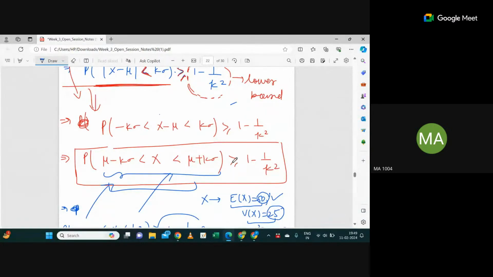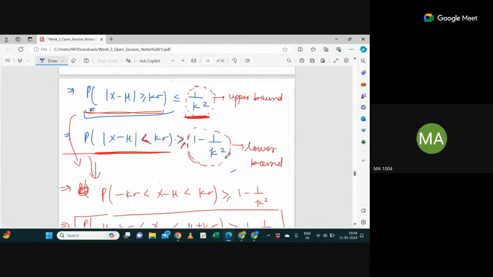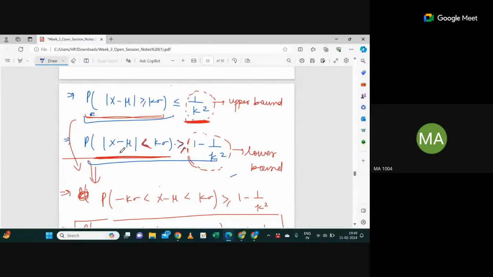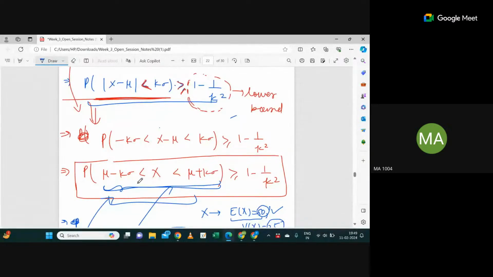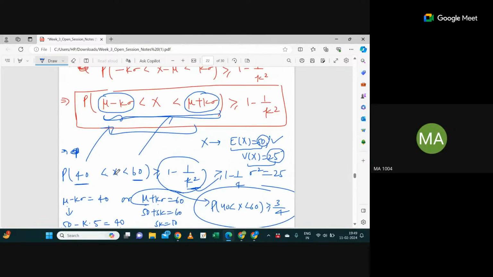Okay, so first of all, you have to keep in mind that sometimes it will be mentioned whether you have to find the lower bound or upper bound. If you are asked about the lower bound, that means you have to use this form: |x minus mu| less than k sigma. If you expand this, you get this case, right? So your x is lying between two values. Here, my question was that x will lie between 40 and 60. That means the probability will be greater than or equal to 1 minus 1 by k square. Got it?